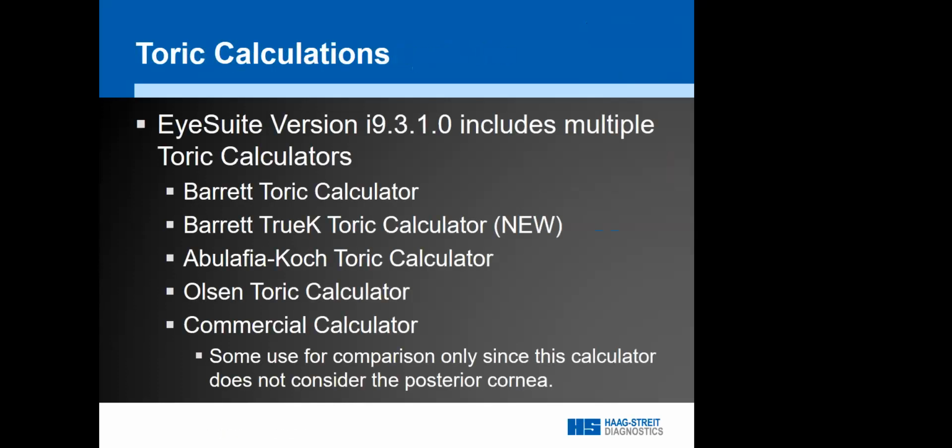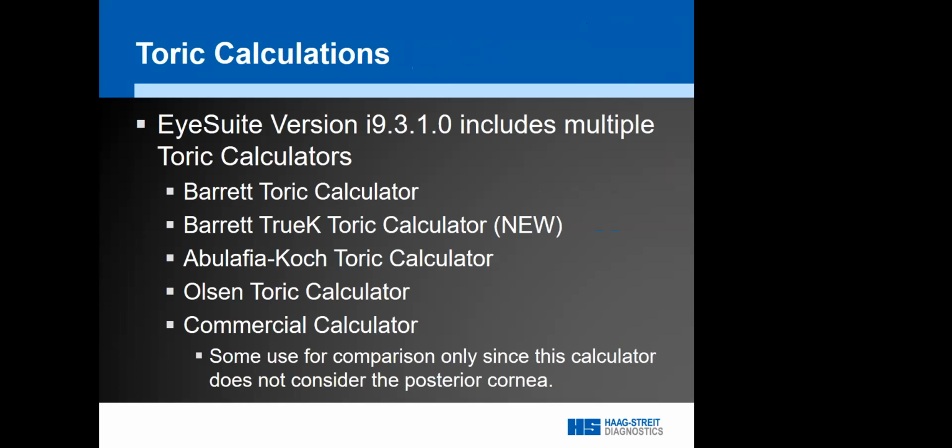The toric planner feature for the iSuite software came out about 7 years ago. However, we only started including the toric planner for new Lenstar purchases about a year ago. So if you purchased your Lenstar before then, you may not have the toric planner. And in our latest software, we actually now have 5 toric calculators.